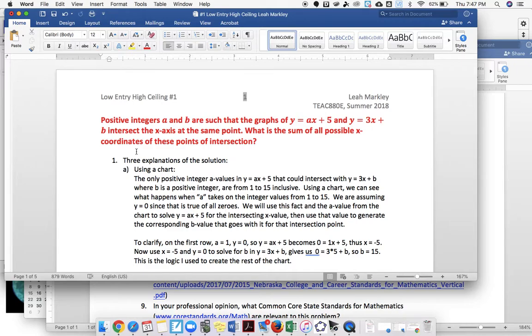880E this summer. The question is, positive integers a and b are such that the graph of y equals ax plus 5 and y equals 3x plus b intersect the x-axis at the same point. What is the sum of all possible x-coordinates of these points of intersection?